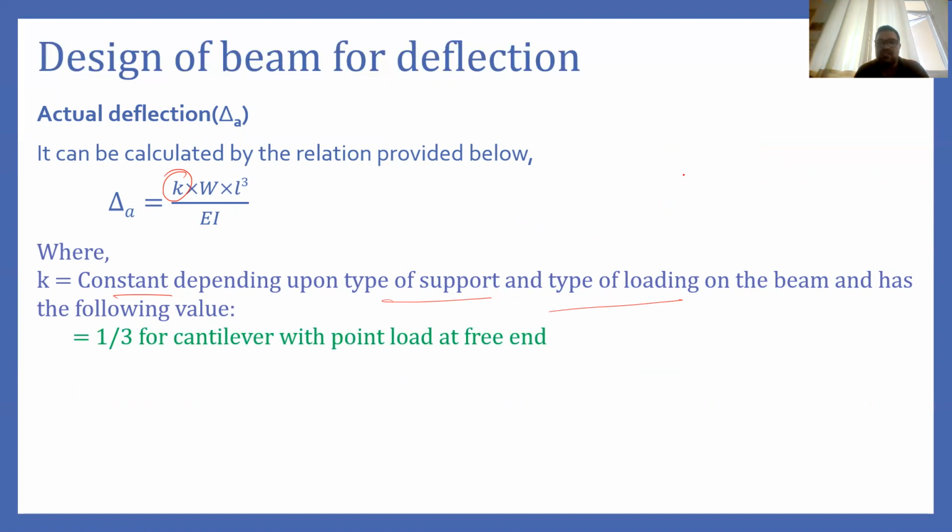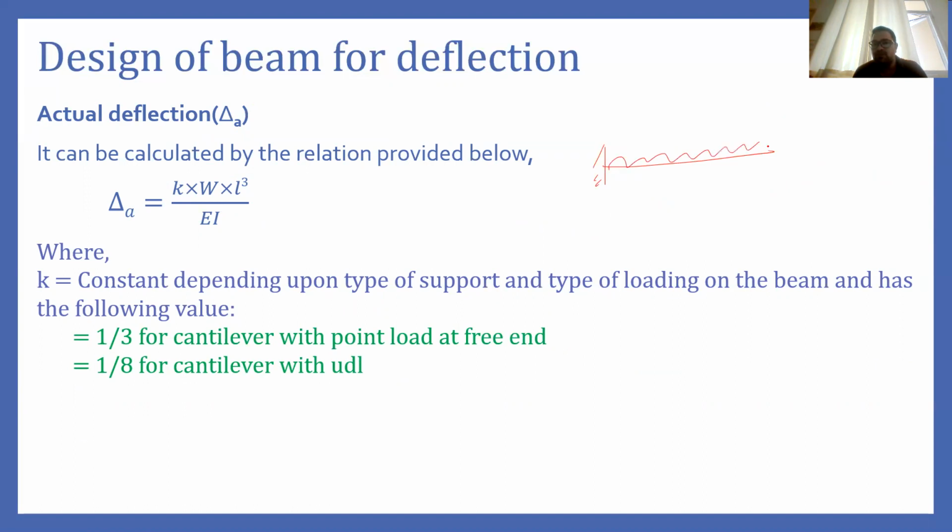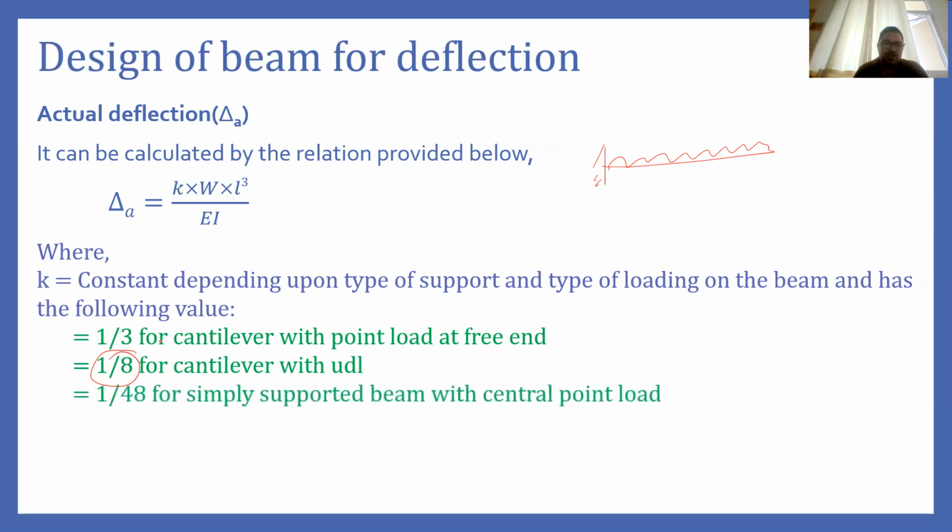If we have a cantilever beam supporting a point load at the free end, the deflection will be something like this. In this case, K value will be 1/3. Similarly, if we have a cantilever beam with UDL, in this case K value will be 1 by 8. Then if we have a simply supported beam supporting a central point load, in that case K value will be 1 by 48.